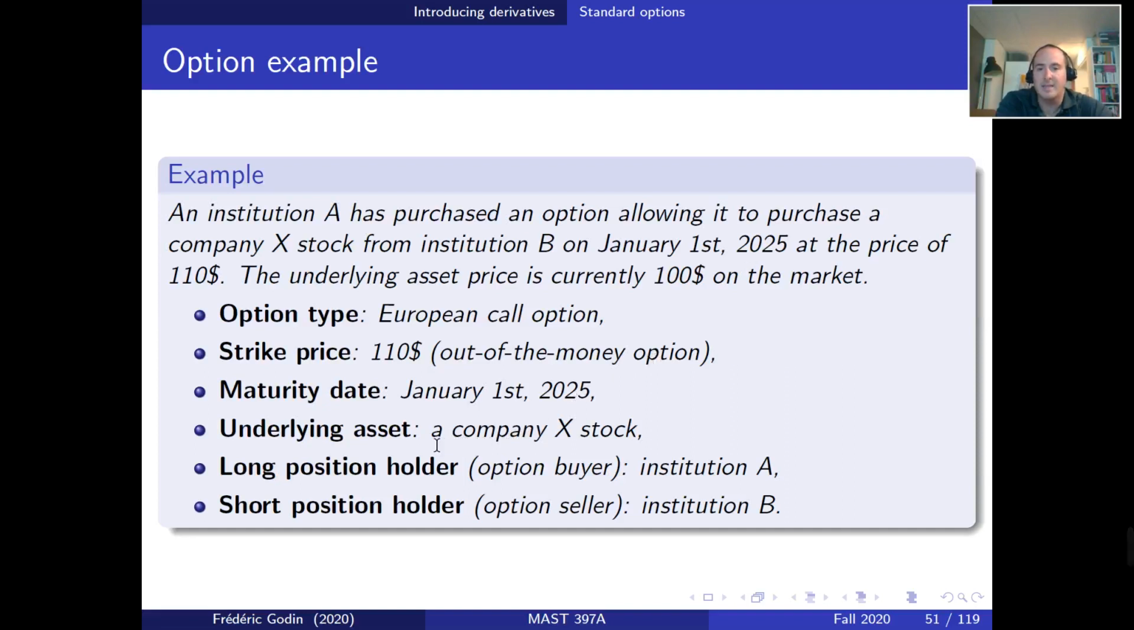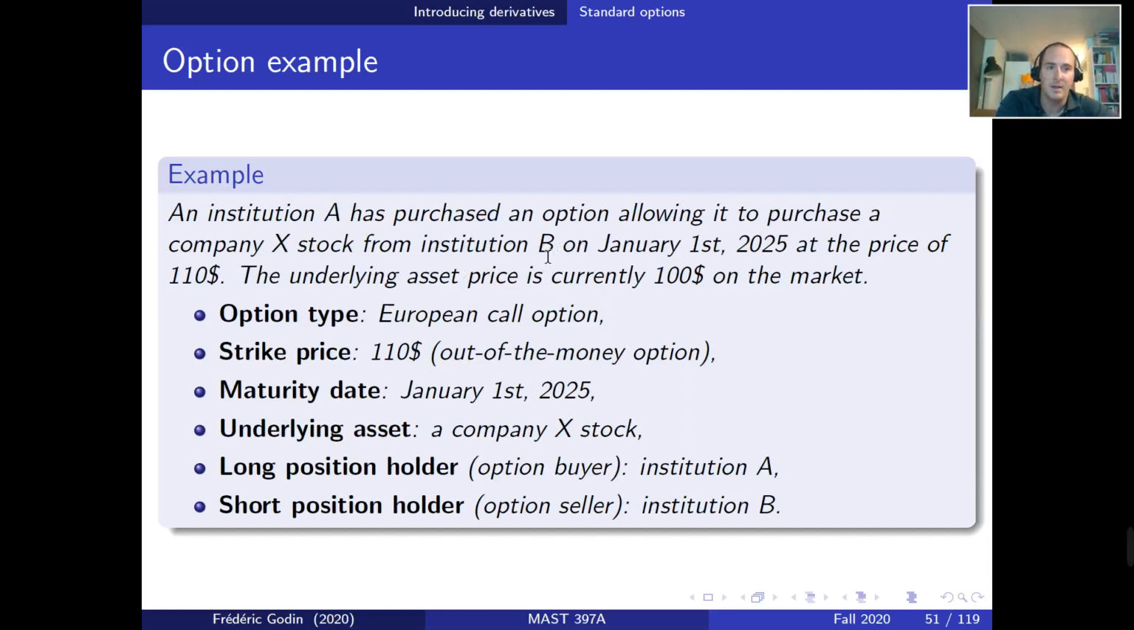What's the underlying asset here? It's the stock of company X. The long position, or the option buyer, is institution A, because it's the institution which can decide whether or not the exchange will be made, whereas the short position holder, or the option seller, is institution B. It's because according to this contract, institution B has no decision to make whether the exchange of asset versus strike will be made or not.